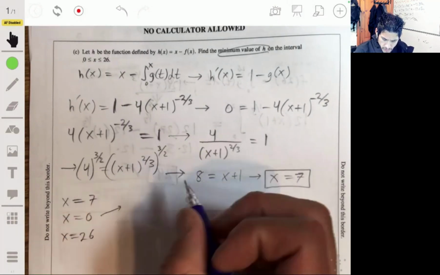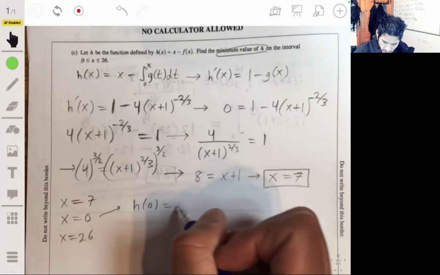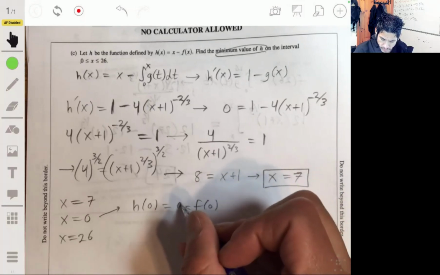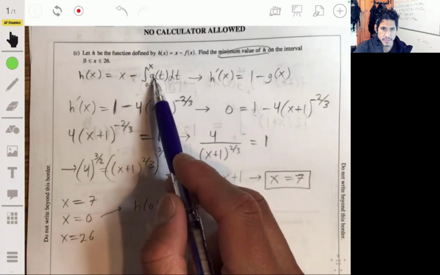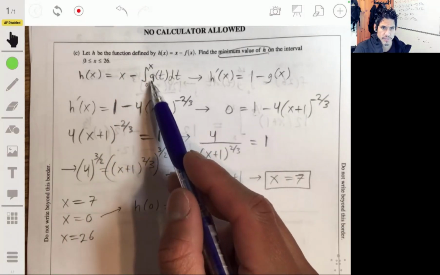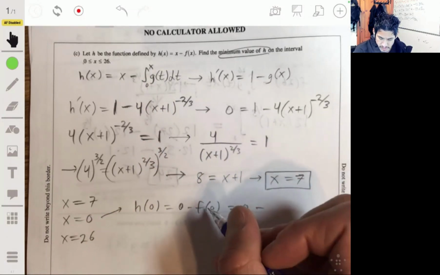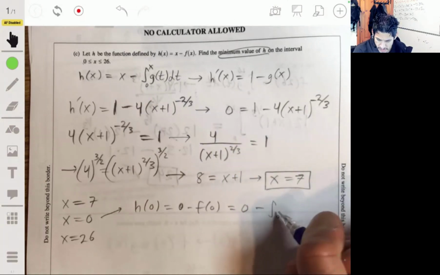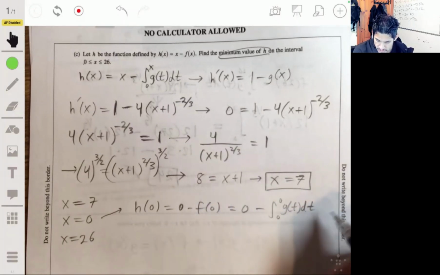Let's first do 0, because that's going to be the easiest. h of 0 will be 0 minus f of 0. Remember, this whole thing is going to be x minus the integral of g of t. It's just a dummy variable, but we're just integrating from 0 to 0. So this will just be 0 minus 0. Because we're integrating from 0 to 0 of g of t dt, so this will be 0.